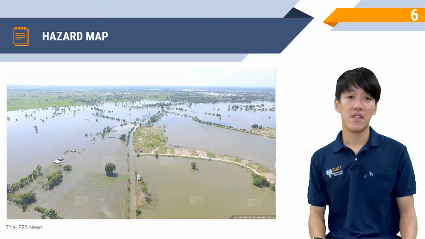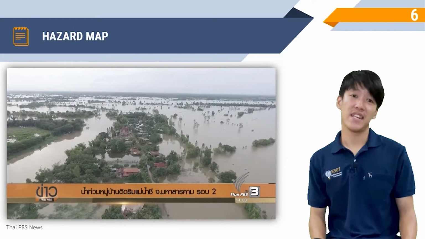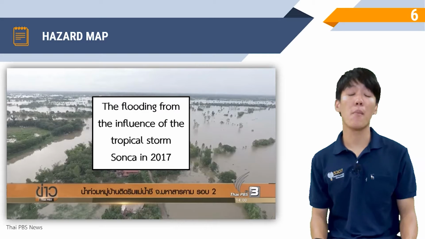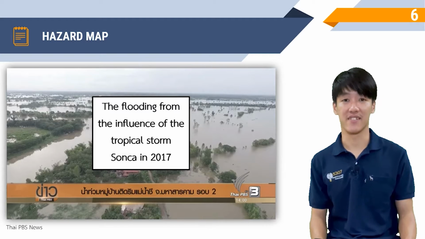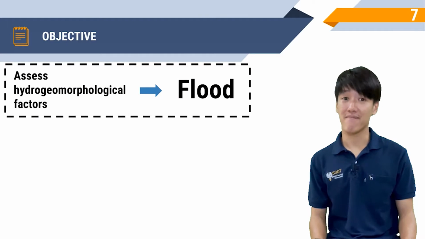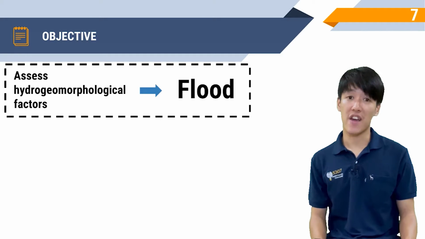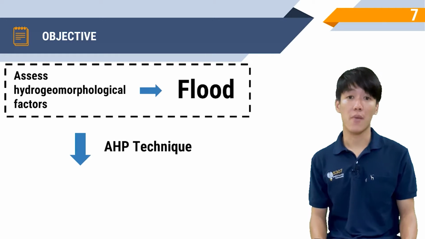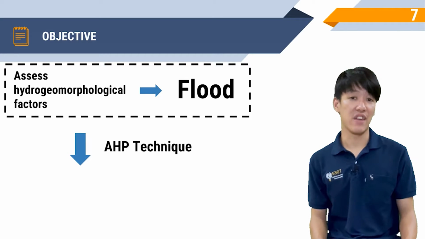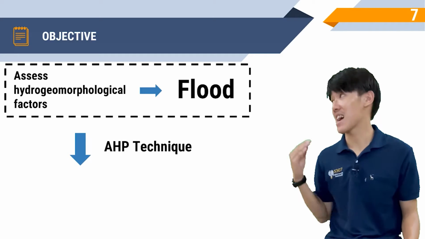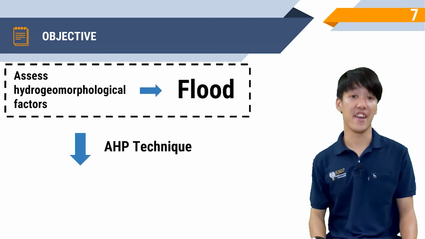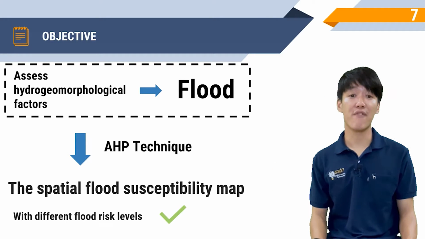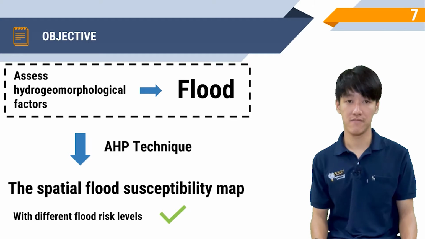Floods often occur in the basin, such as the flooding from the influence of tropical storm Sonca in 2017. The study aimed to assess hydrogeomorphological factors which influence the occurrence of floods. The spatial flood susceptibility map of the CRB in Maha Sarakham and Northeast Province was developed and evaluated by utilizing the analytical hierarchy process, or AHP, and divided into different flood risk levels spatially.